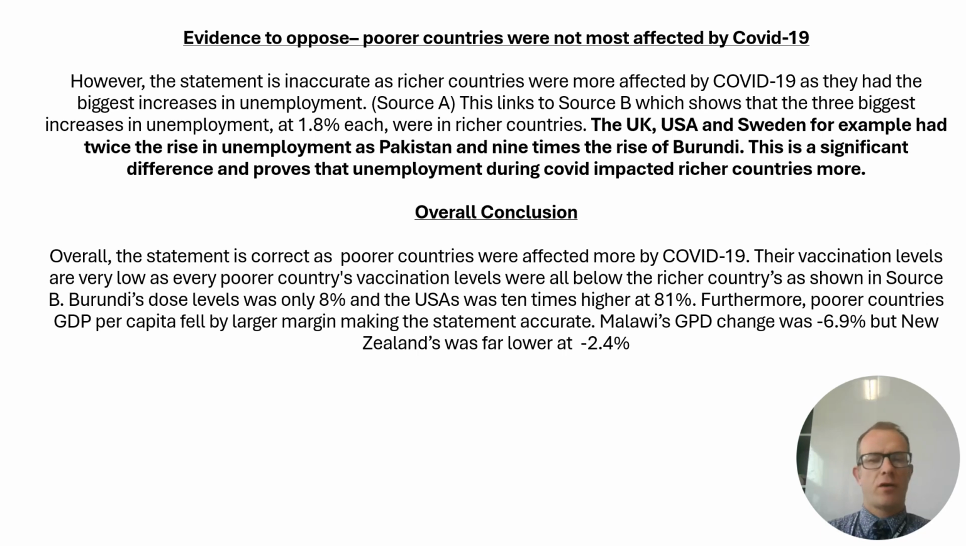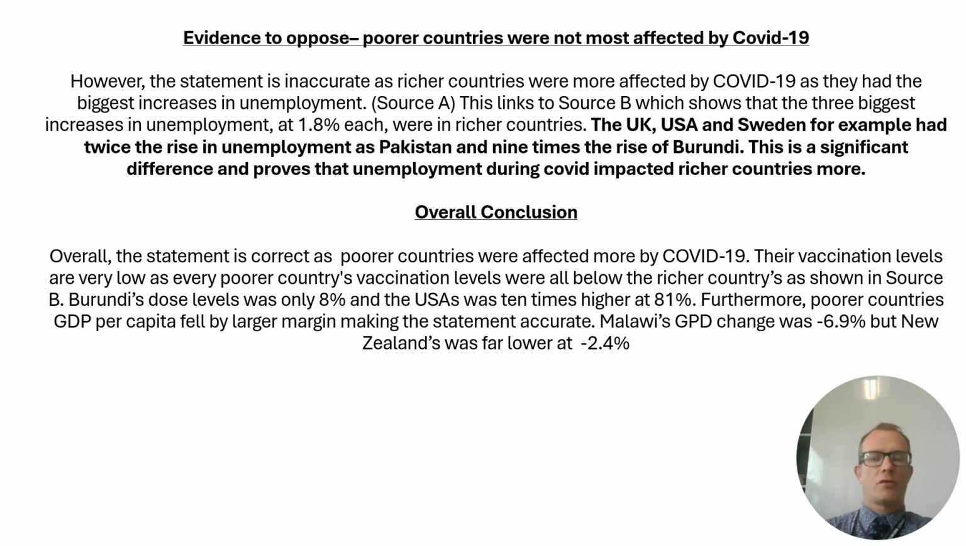So hopefully you've worked out that that would gain 3 marks. So the statement is inaccurate. You've used source A, you've used source B. At the end of it, you have also added a comment about the sources. The UK, the USA, Sweden had twice the rise in unemployment as Pakistan and 9 times the rise of Burundi. So that's using your math skills, evaluation skills to kind of add a comment. So that would gain 3 marks.